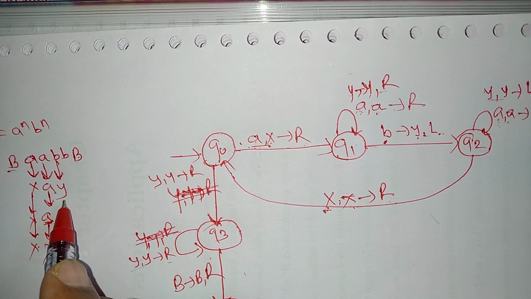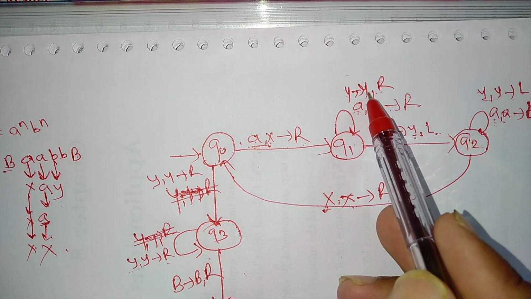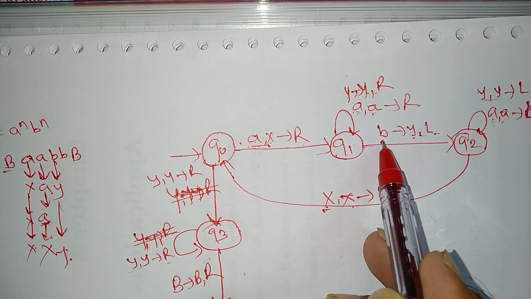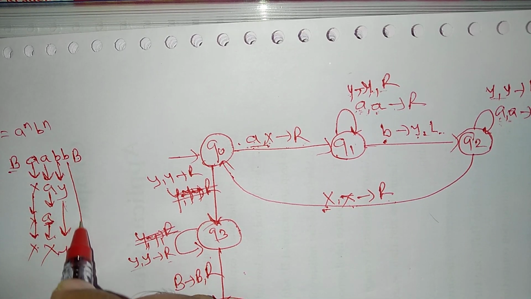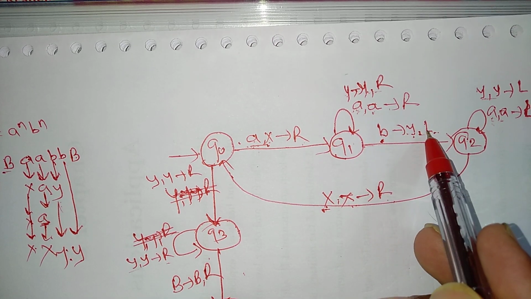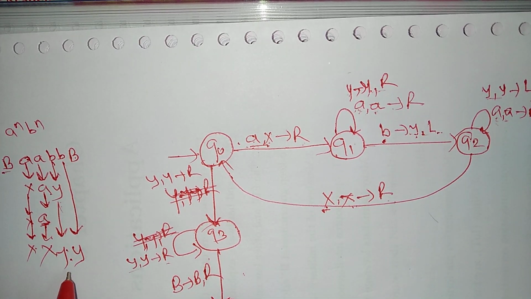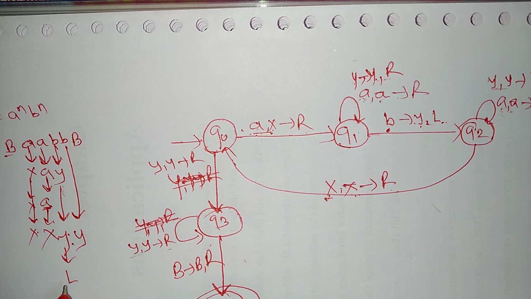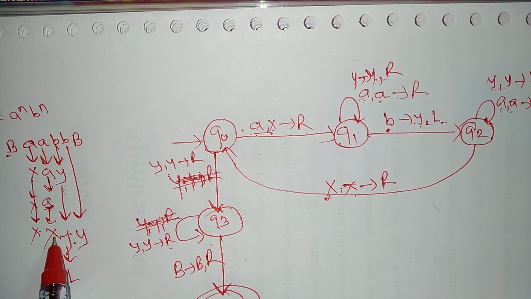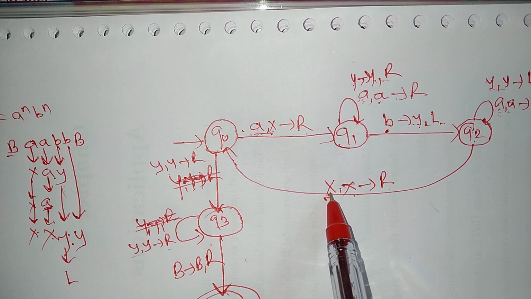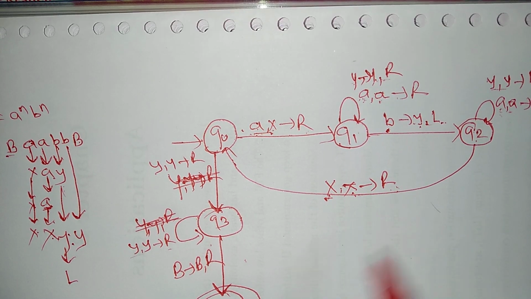On the right side, what do I have? Y. Y replaced with Y itself. Then I will wait for the first B. Whenever B occurs, I am going to replace it with Y. As soon as it is replaced with Y, I am going to the left side. Whenever I am going to the left side, what is the input? The input is X. For the Q2 state, whenever X occurs, it will be replaced with X, move to the right side.